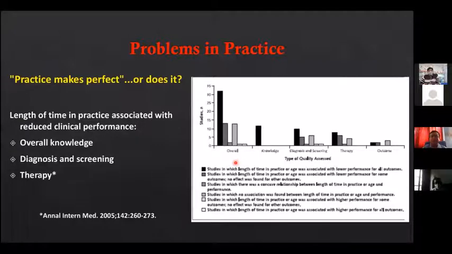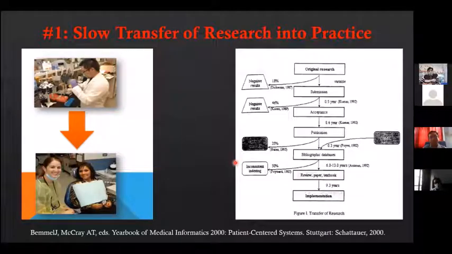So now people tried to find out the reasons for this. The first reason was that there is a slow transfer of research into practice. This gives the approximate time frame between the original research and the time it reaches practice. They calculated and found this average to be around 9.3 years. In some cases, it can extend up to 15 to 16 years.